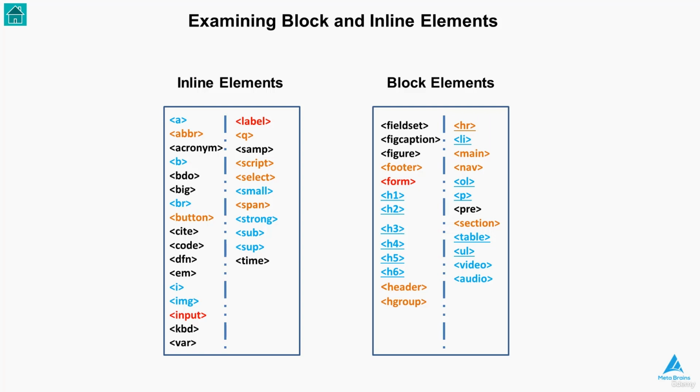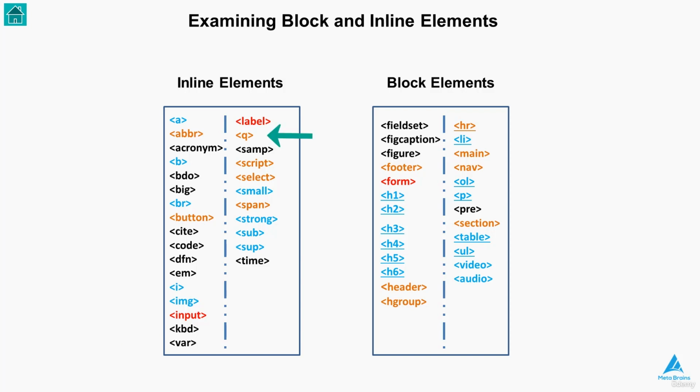KBD tag. The KBD tag is used to define keyboard input. The content inside it is displayed in the browser's default monospace font. Var tag. This is used to define variables in programming or in a mathematical expression. The content inside it is typically displayed in italic.